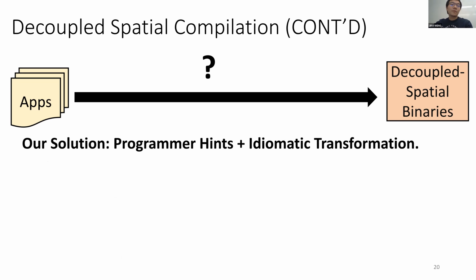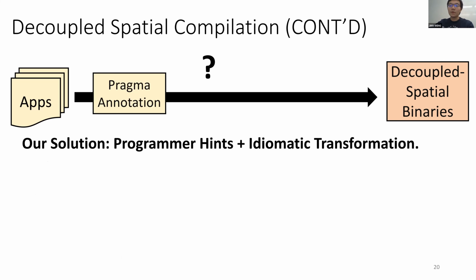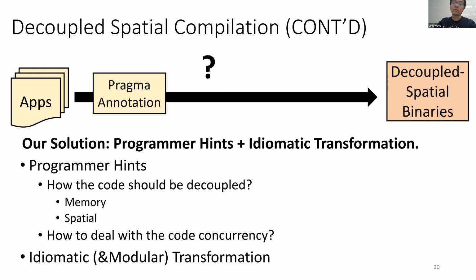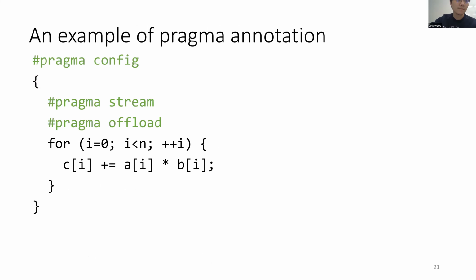To solve the first problem, how the program should be decoupled, we rely on the programmer to provide some additional information to the compiler, and we extend 3 pragmas for that. And later I will talk about how we robustly handle the hardware in the design space.